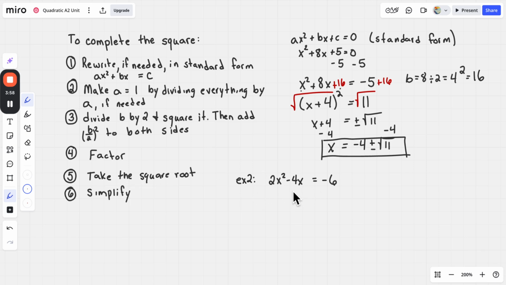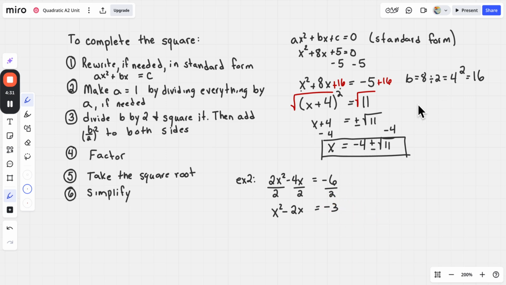Okay, we apply the same idea to our next problem. It is already written in the ax squared plus bx equals c form. So we go to number 2. We now need to make a equal 1. A is currently equal to 2, so we make it equal to 1 by dividing everything out here by 2. Once we do that, we have x squared minus 2x is equal to negative 3.